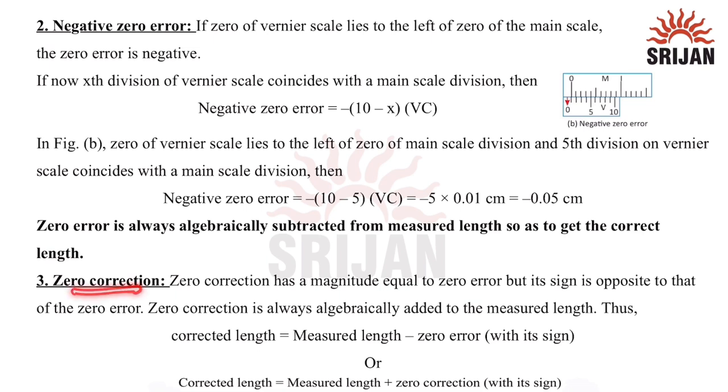Third is zero correction. Zero correction has a magnitude equal to zero error, but its sign is opposite to that of the zero error. Zero correction is always algebraically added to the measured length. Thus, the corrected length would be measured length minus zero error with sign. Or I can say the corrected length would be measured length plus zero correction with its sign. So if it is zero error, we will subtract it from the measured length. But if it is the zero correction, we will add it with the sign.